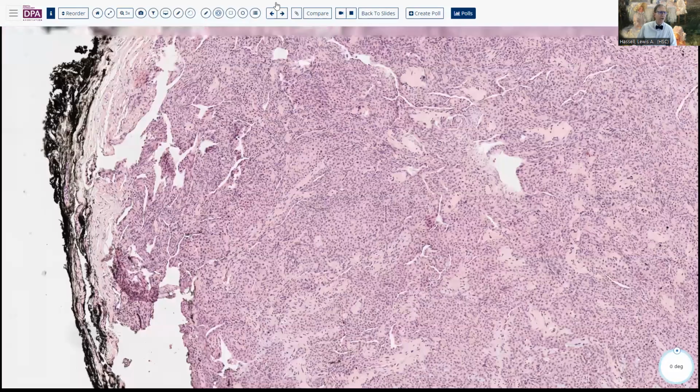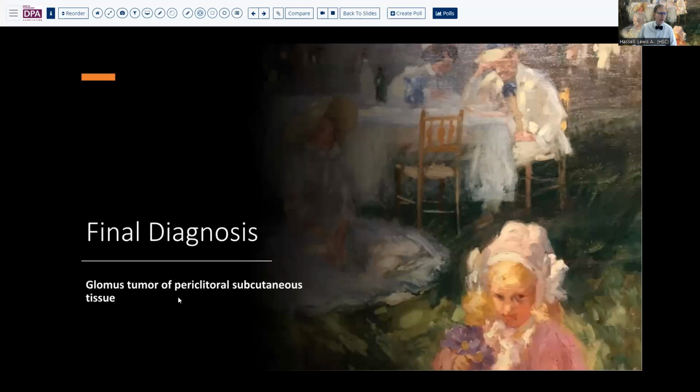And so our final sign-out diagnosis on this case is a glomus tumor of periclitoral subcutaneous tissue. This is certainly the first case I have seen in this location, and bodes well for being broadly trained so that you can recognize things when the horse is in the dog kennel rather than the horse in the corral, so to speak.